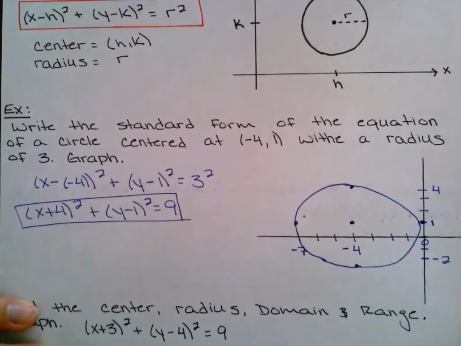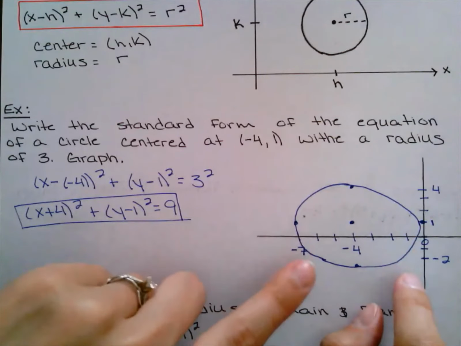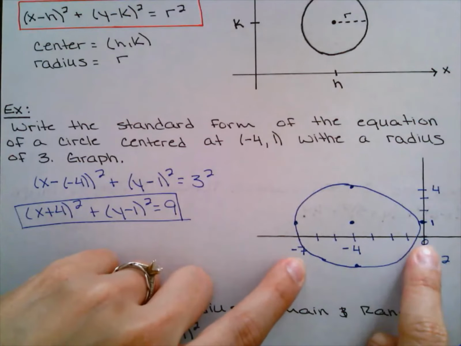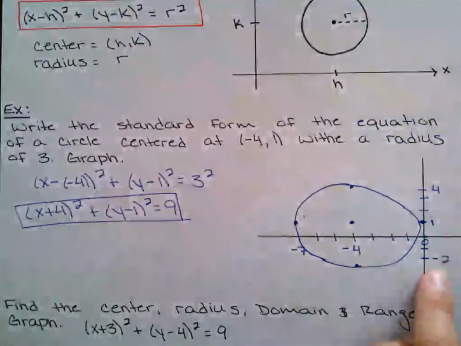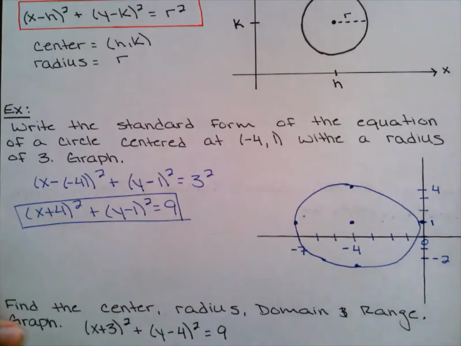The reason why I write those numbers is because soon I'm going to be asking about domain and range, and being able to see domain left to right from -7 to 0, and range bottom to top, -2 to 4. Let's take a look at that in our next question.